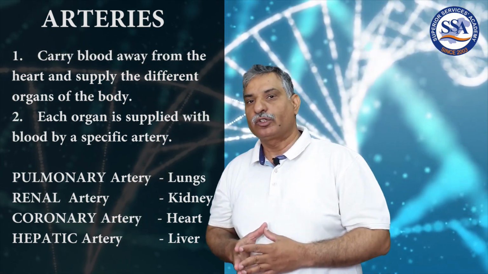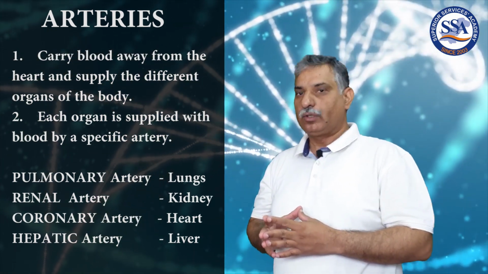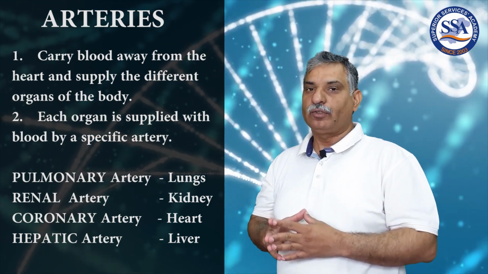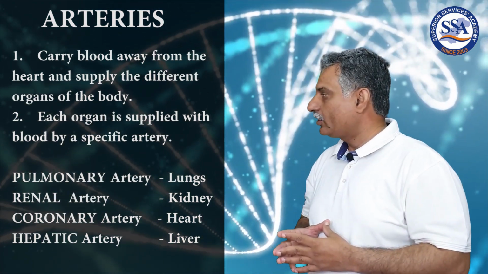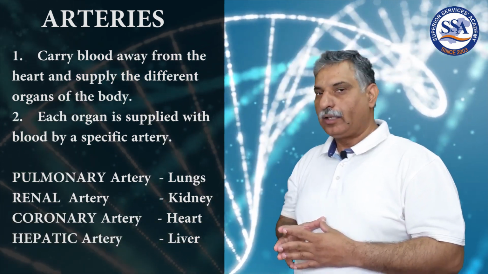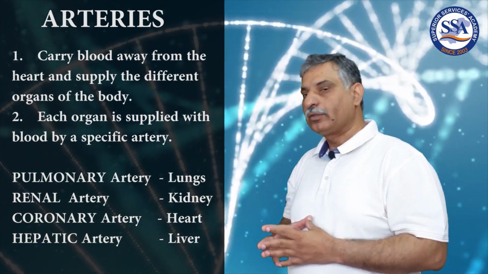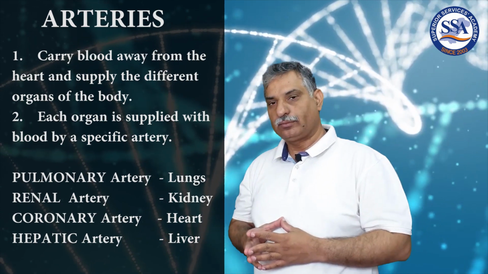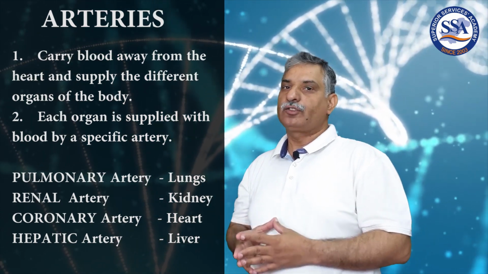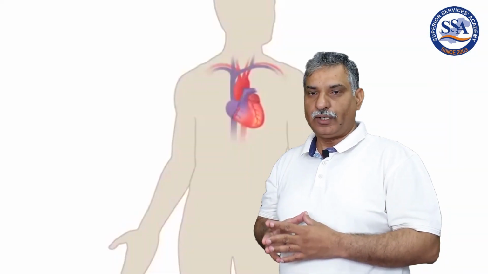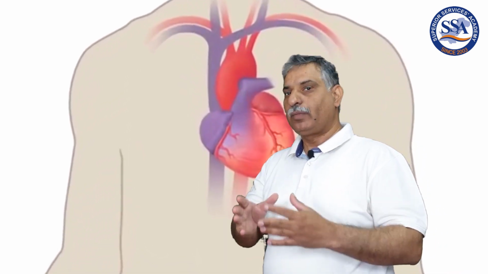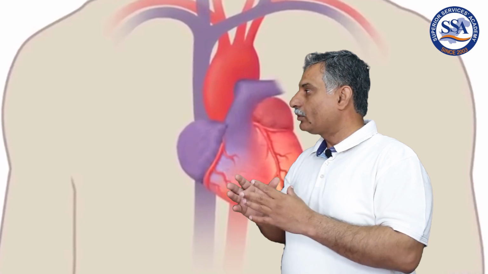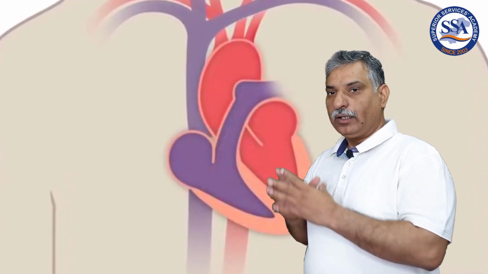These arteries are mostly carrying oxygenated blood to the organs, except for the pulmonary artery. The pulmonary artery carries deoxygenated blood from the heart and supplies it to the lungs, where this blood is purified. Carbon dioxide is removed from this blood and oxygen is added in the lungs, and then this blood is sent back to the heart so that the heart can circulate it throughout the body.